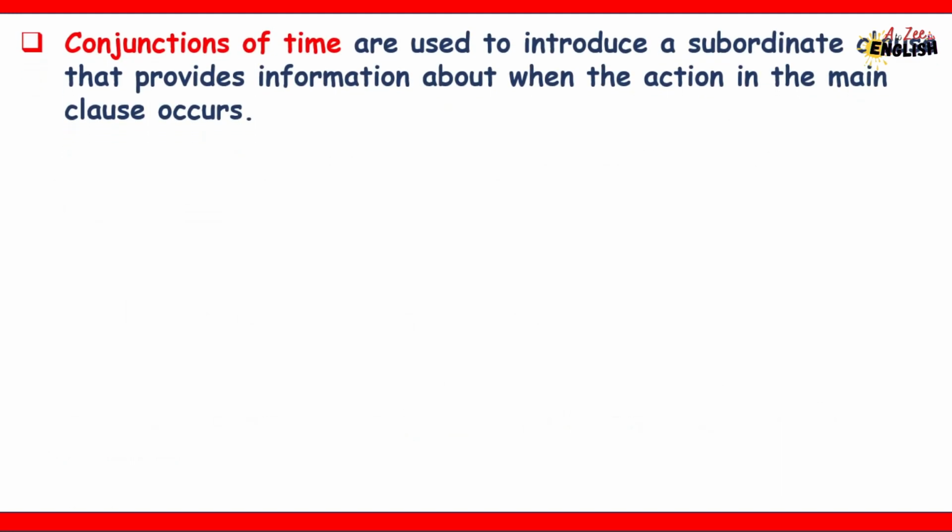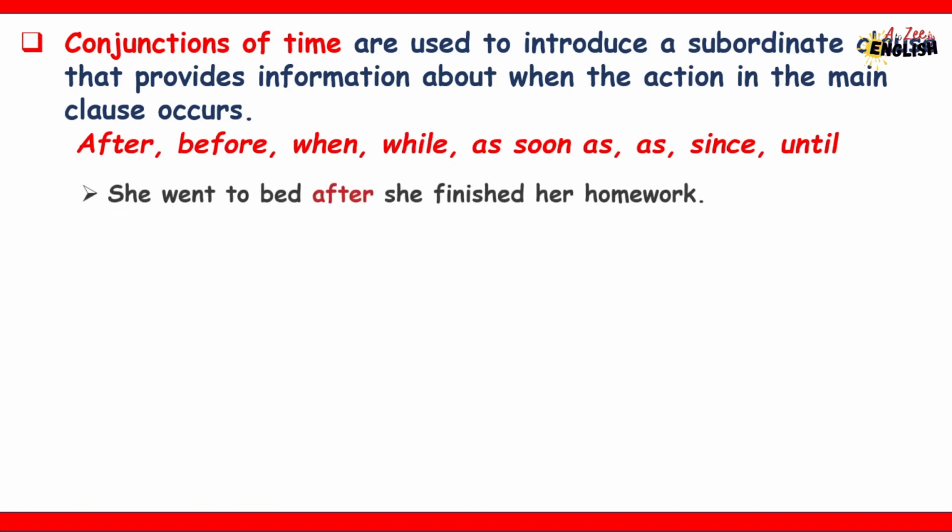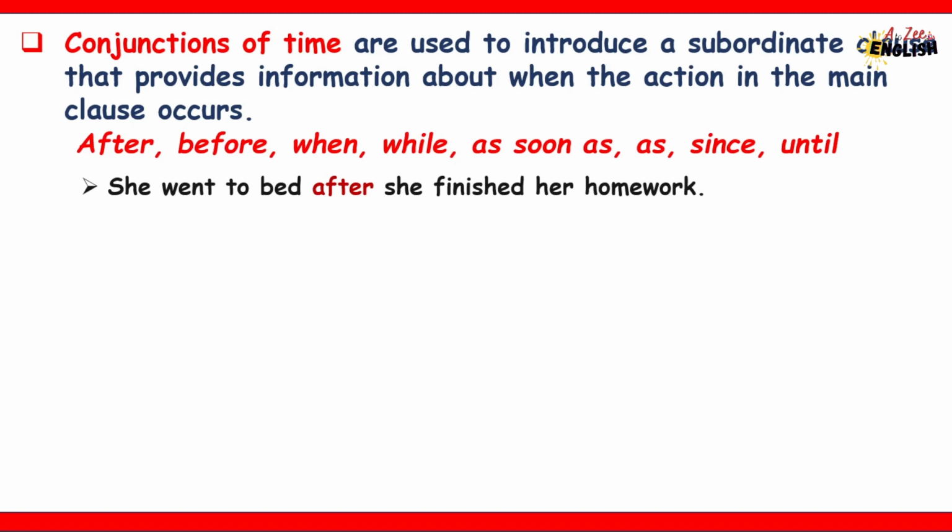Conjunctions of time are used to introduce a subordinate clause that provides information about when the action in the main clause occurs. The conjunctions of time are after, before, when, while, as soon as, since, until. For example, she went to bed after she finished her homework. So in this example, she went to bed is an independent clause, and after she finished her homework is the subordinate clause. And this subordinate clause indicates the time when the main action occurred.